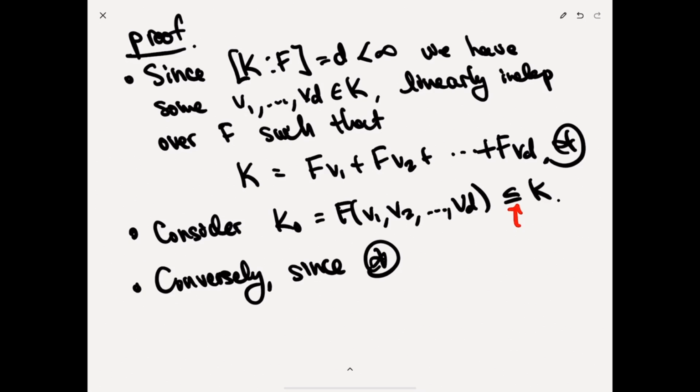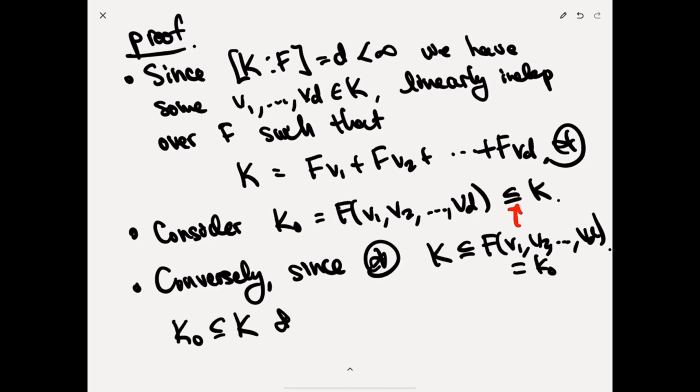Well, k is clearly contained in this big thing, right? And so we have that k0 is contained in k, and k is contained in k0. So this implies that k is equal to k0. Right? That's all there is to it. All right.